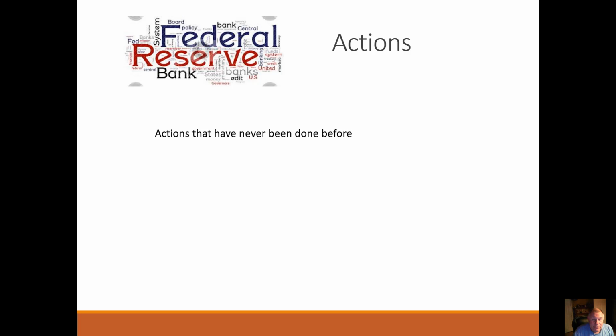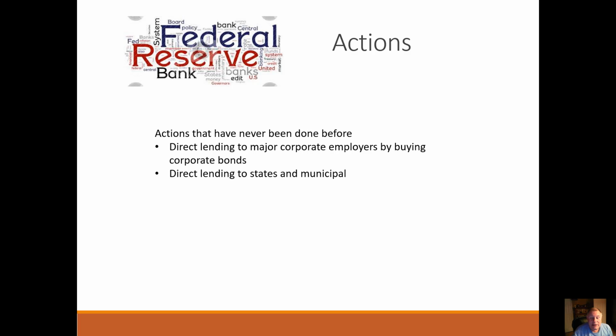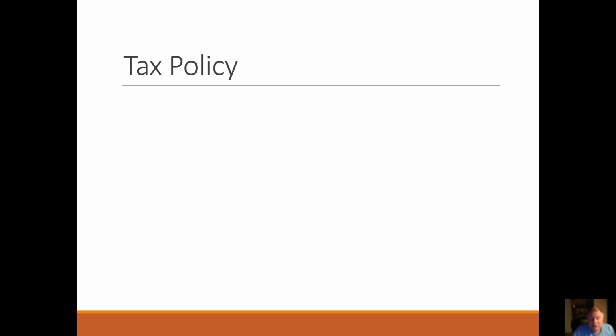The other thing they've done, these things have never been done before. One, direct lending to major corporate employers by buying bonds. Direct lending to states and municipalities. Buying bonds secured by auto loans and credit cards. So the Fed has done an awful lot to prevent this situation with COVID from getting significantly worse from an economic perspective.